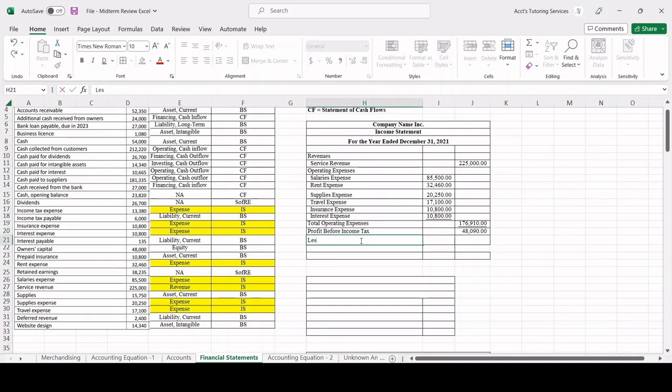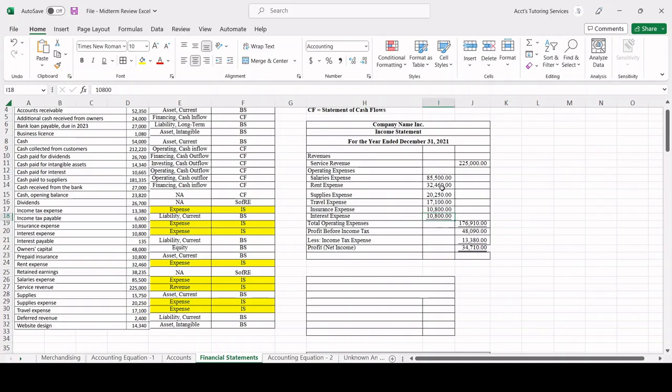Then we're going to subtract the income tax expense, which is 13,380, right, to arrive at the actual profit or net income for the period. So once again, this is going to be the 48,090. So 48,090 subtracted by the 13,380. So that's the total profit for the period.